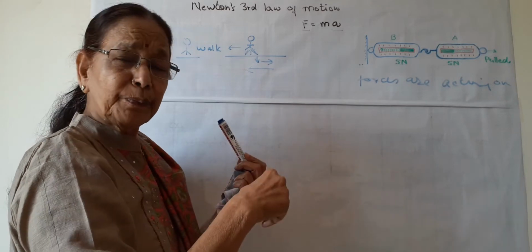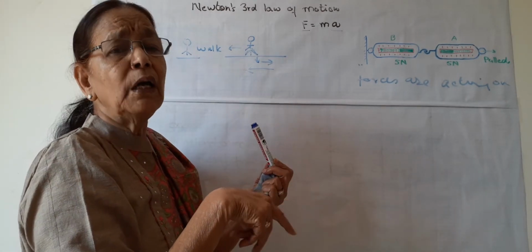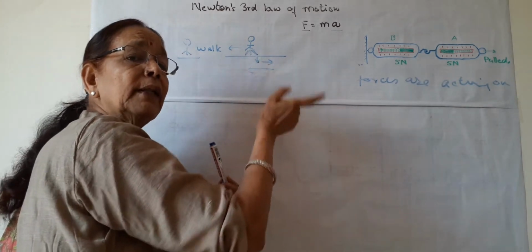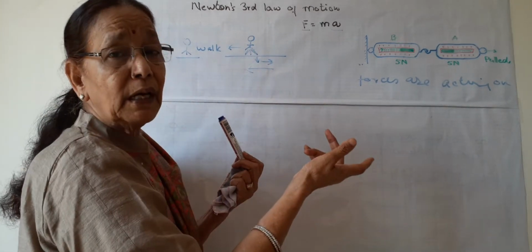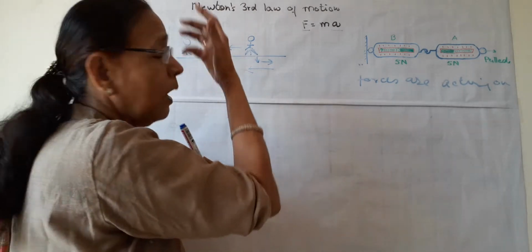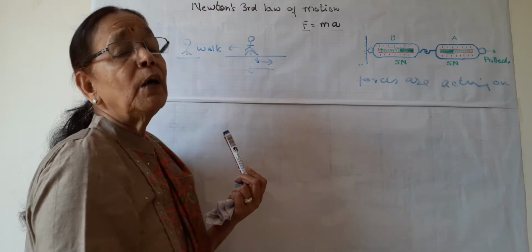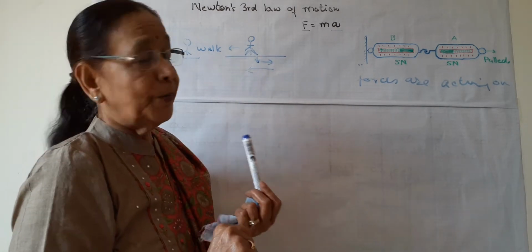In this way, we can walk on the road by hitting the road with one foot, then with the other foot, then with the first foot. So this is how walking takes place, and it is explained by Newton's third law.